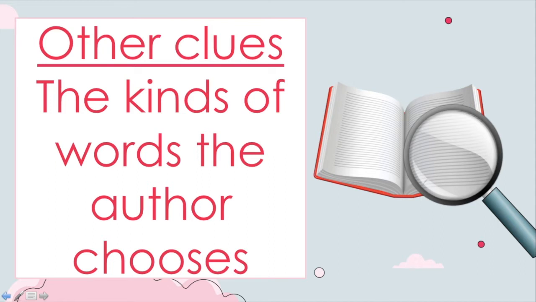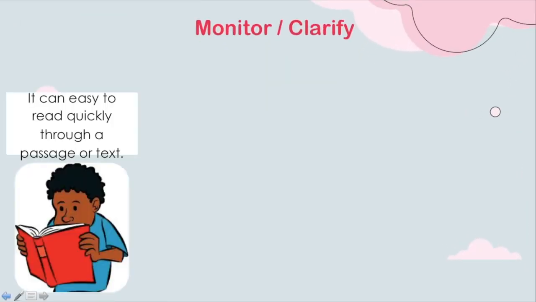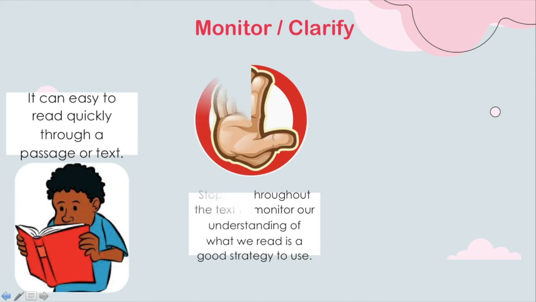Our target strategy for this lesson is to monitor and clarify. When we're reading, it's really easy to read right through a passage or text, but stopping throughout the text to monitor or pay attention to our understanding of what we read is a really great strategy to use, especially with a nonfiction text. When you read nonfiction, you're usually getting a lot of information and facts. So it's important that we understand what we're reading.